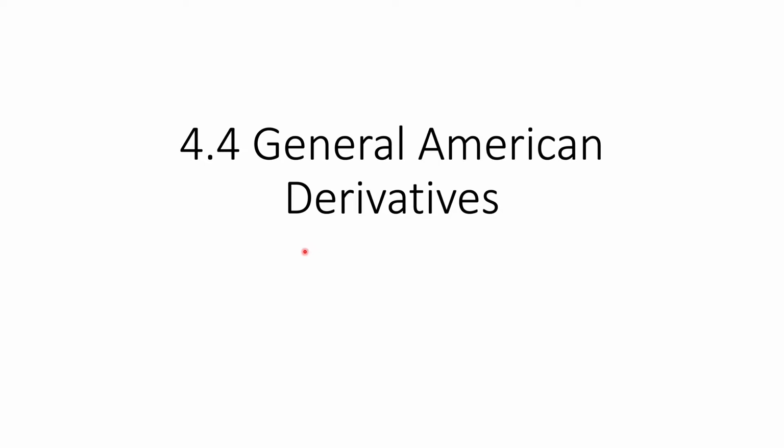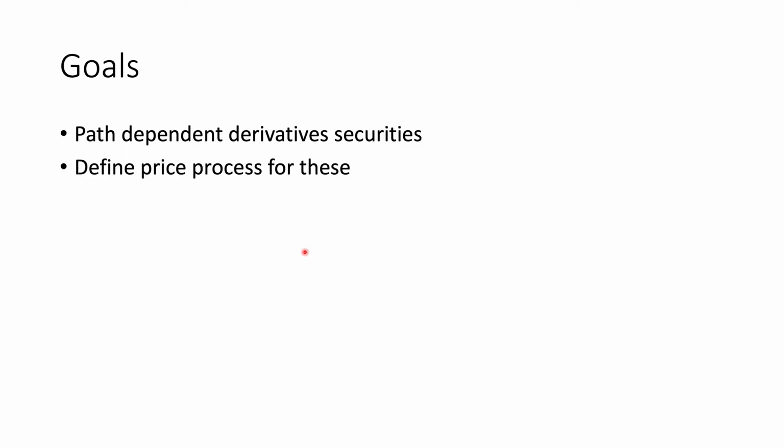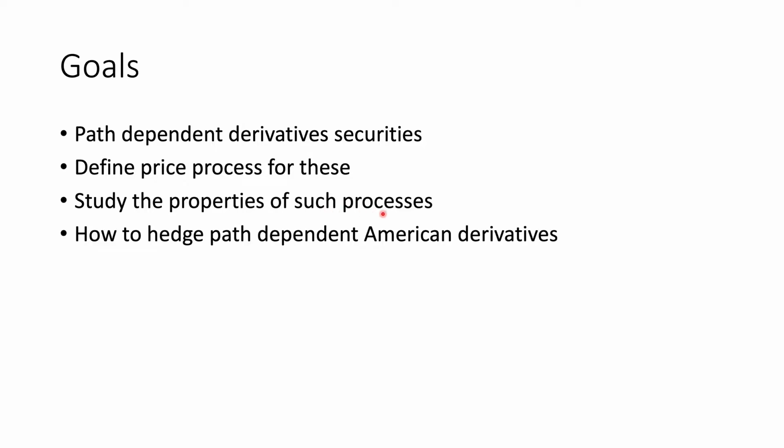This is section 4.4 where we start talking about general American derivatives. And the goal in this section is really to talk about American derivative securities whose payoff can be really path dependent. Then we define the price process for this type of securities. Then we study the properties for such processes, right? And then we talk about how to really hedge path-dependent American derivatives.